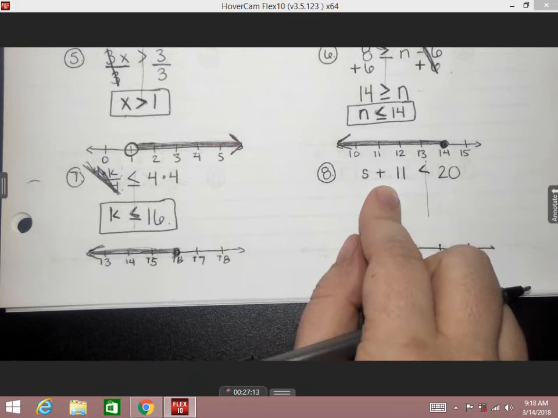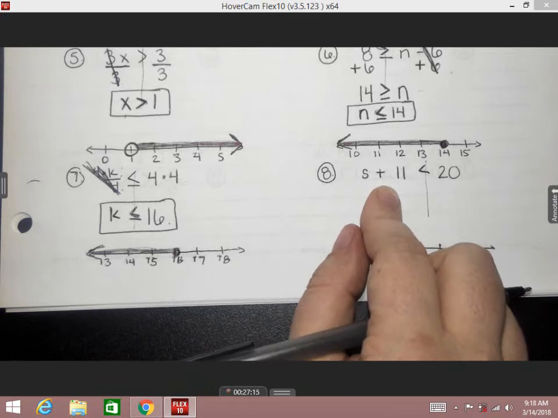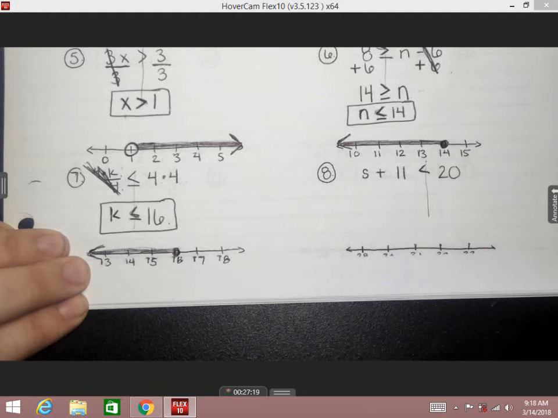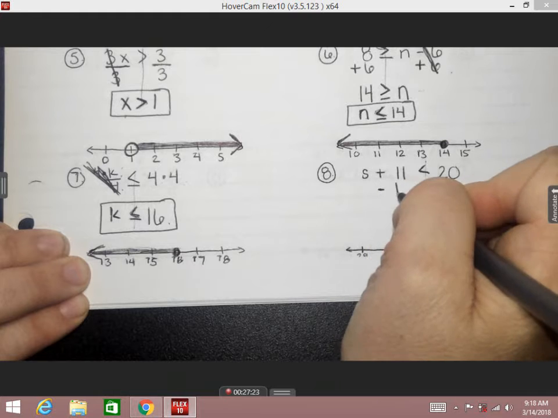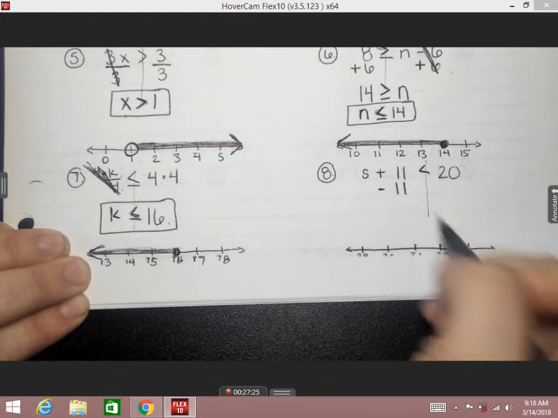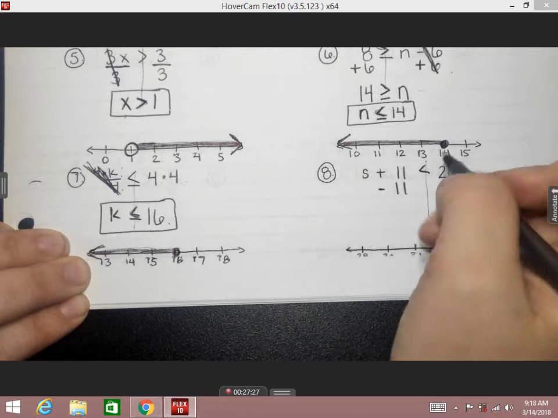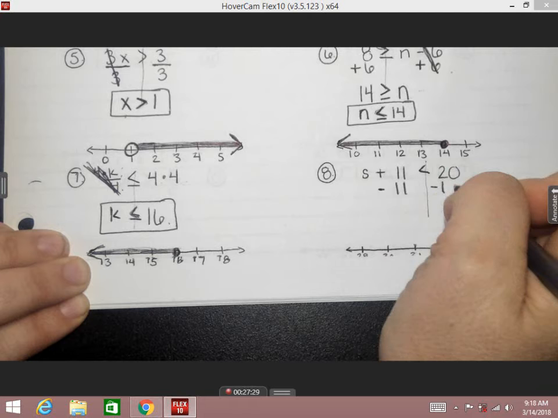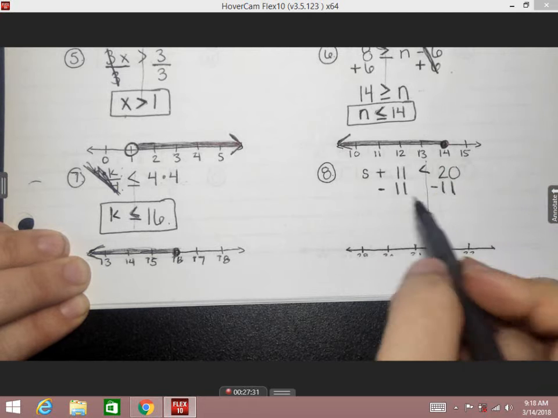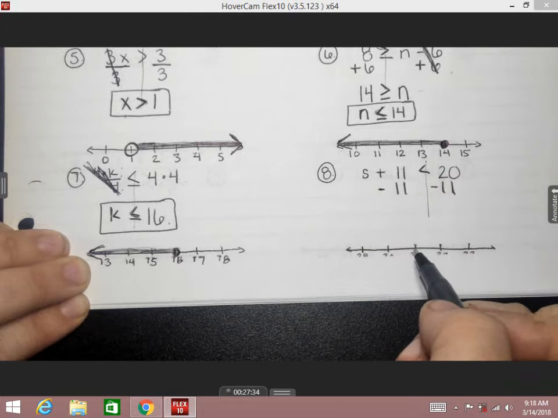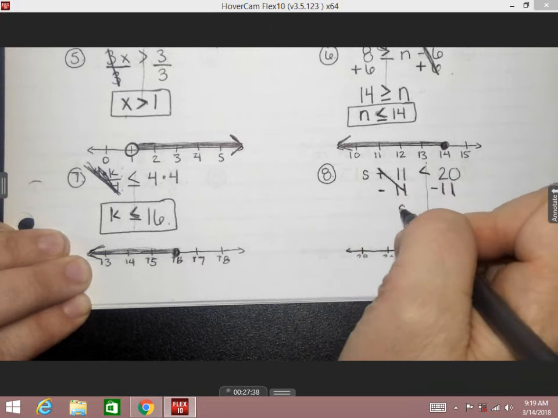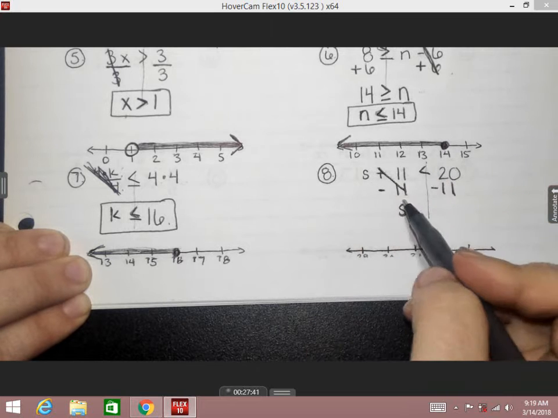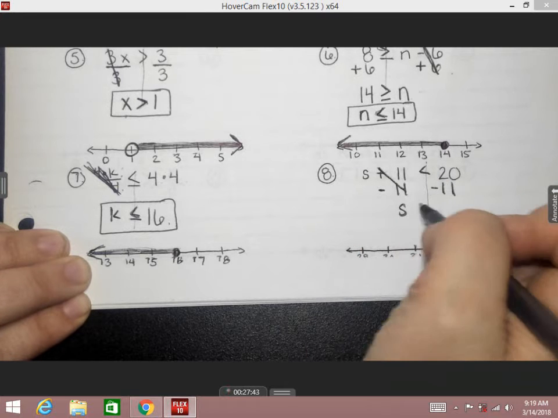Now remember, our goal is to do the inverse, to do the opposite. So Taylor, what's the inverse of my adding 11? Subtracting. So we're going to do minus 11. All right, and if I do it to one side, I have to do it to the other. Make sure we're filling this in. All right, what's going to happen to my plus 11 and my minus 11? They're going to cancel each other out, which leaves me with S, because those become 0, which goes away.